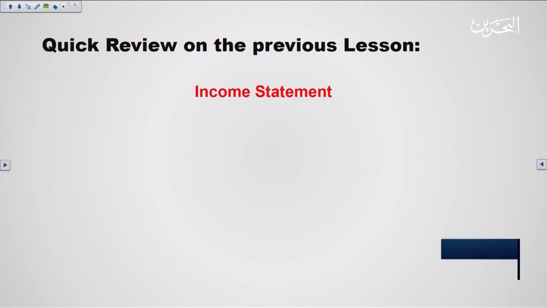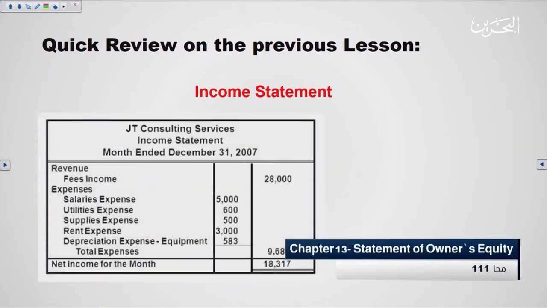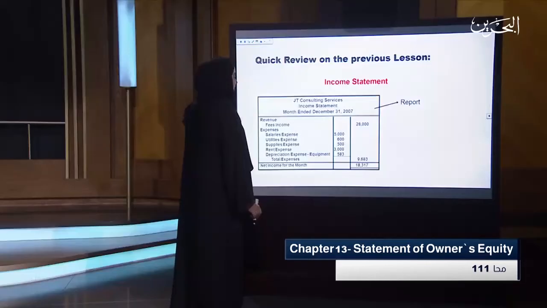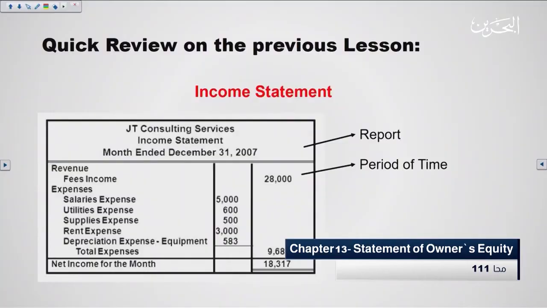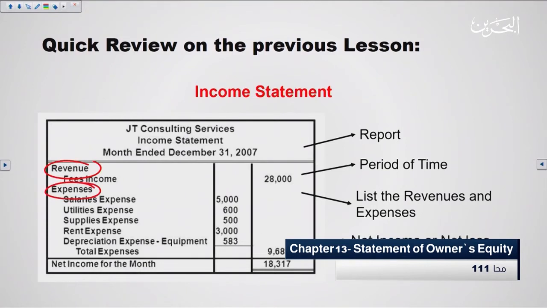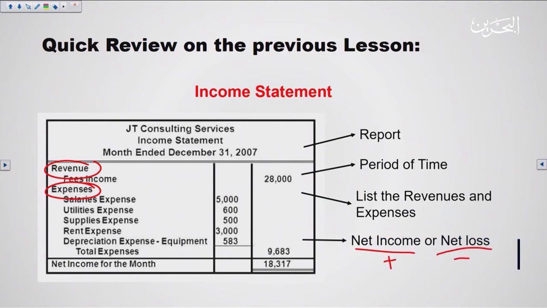We talked about the income statement, and as you remember, it is a report. We prepare it for a period of time, like the end of the month or the end of the year. We list the revenues and the expenses to know whether the company has a net income, which is a gain in profit, or a net loss, which is losing money.